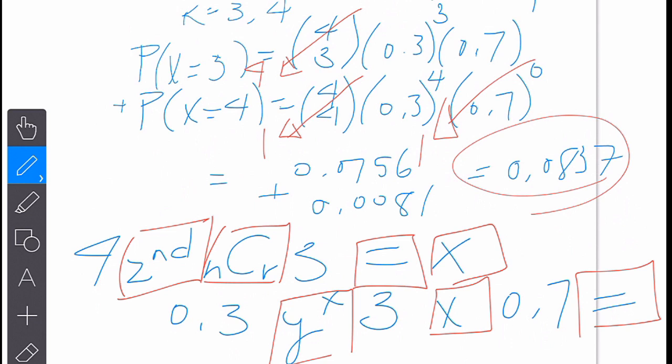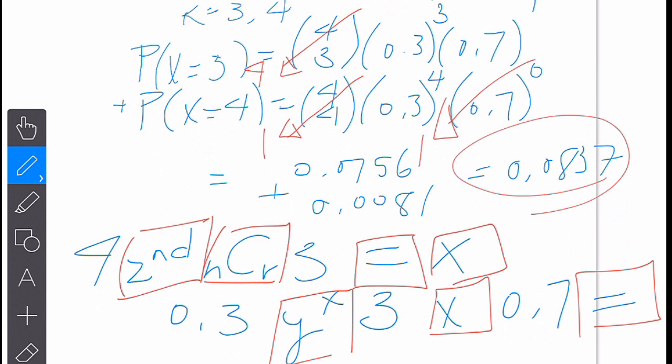Did I make a mistake? Let's do this again. I think I used 0.03. No, I got it right. Okay, so 0.3 y to the x 4 is 0.081.